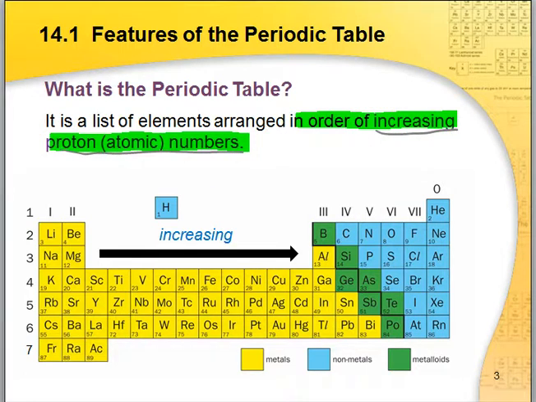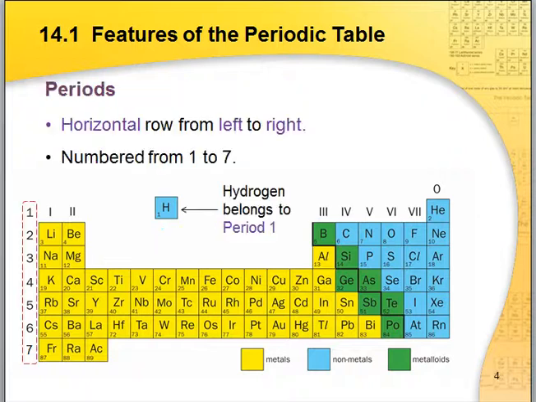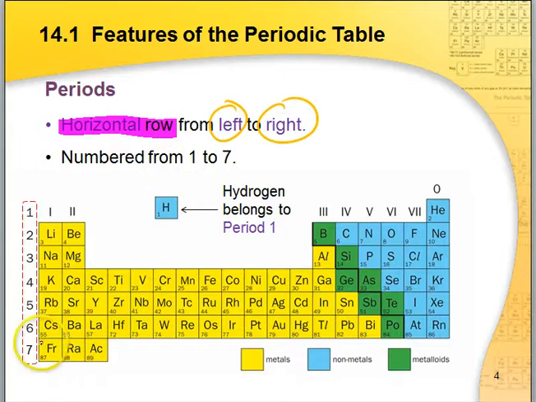Now, what else do we need to know about the periodic table? What are the interesting features here? Other than being arranged in increasing proton number, they're also arranged in periods. So we have period 1, 2, 3, 4, 5, 6, 7. There are 7 periods. So what are periods? They're your horizontal rows, from left to right. It's numbered from 1 to 7.